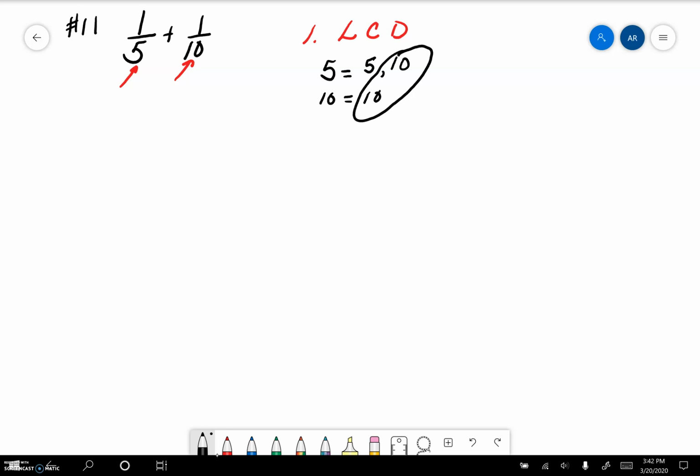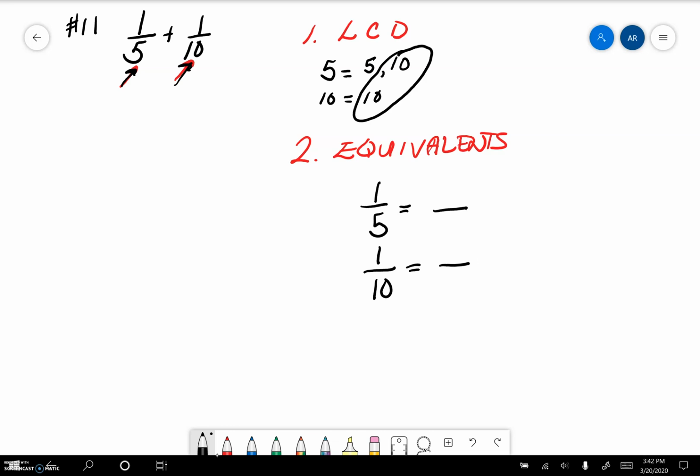So now that I know it's 10, step 2, what I have to do is find my equivalent fractions. Sorry that's scribbled in there. So how I do that is I go back over here to my original fractions. So I have 1/5, and then my next one is 1/10. So I'm going to write equals, and I know I want these fractions. In order to be able to add these two fractions, I need this lowest common denominator, so I'm just going to write those in. I determined that up here in step 1.